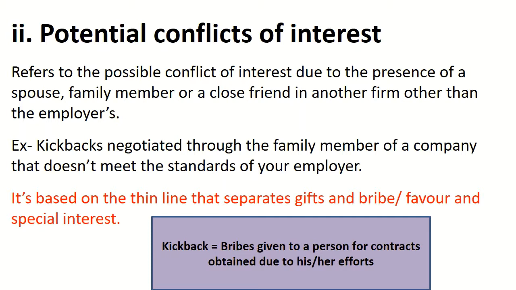Potential conflicts of interest. It refers to the possible conflict of interest due to the presence of a spouse or a family member or a close friend in another firm other than the employer's. Example, kickbacks negotiated through the family member of a company that doesn't meet the standards of your employer. It's based on the thin line that separates gifts and bribe. So bribe is otherwise called a favor or special interest. So what's a kickback? It's the bribes given to a person for contracts obtained due to his or her efforts. It's just like a commission.